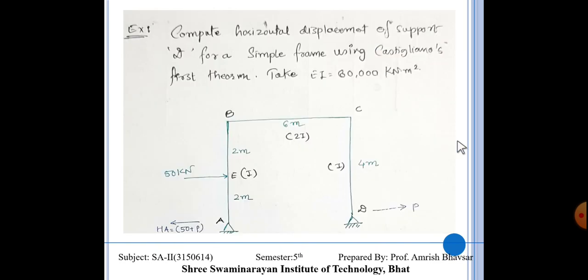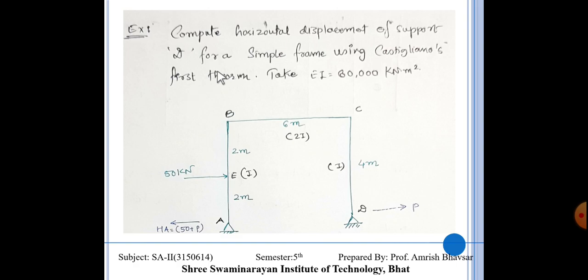Now the portal frame, and this frame is important for us because in the exam we have to solve mostly frames in all the chapters. So what exactly are we going to do over here? Here horizontal and vertical reactions must be found out in the form of P. So let's start. Compute horizontal displacement of support D for a simply supported frame using Castigliano's first theorem.